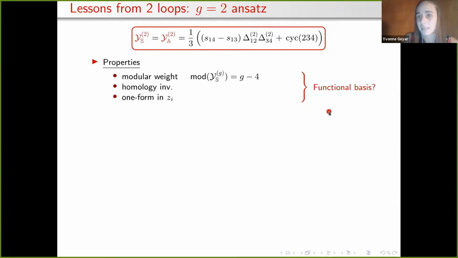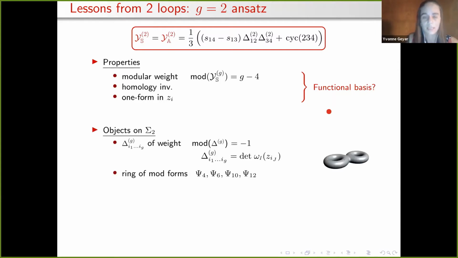Now, ideally, we'd want a complete classification of this object, some functional basis, so that we can just go ahead, write down a sum of all terms in this functional basis, and then fix the coefficients. Unfortunately, such a classification, to the best of our knowledge, does not exist. So the best we can do is write down an ansatz that is consistent with these properties using every object that is defined at higher genus that we can find. The first of these that we've already seen are these deltas at any G that have modular weight -1, and they will be really important tools for us also at 3 loops.